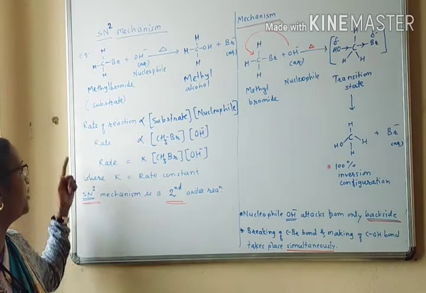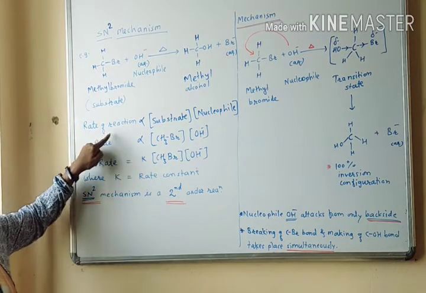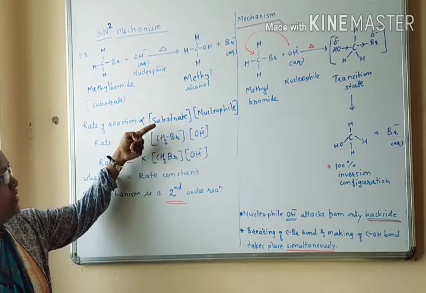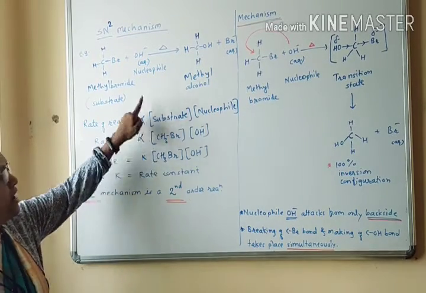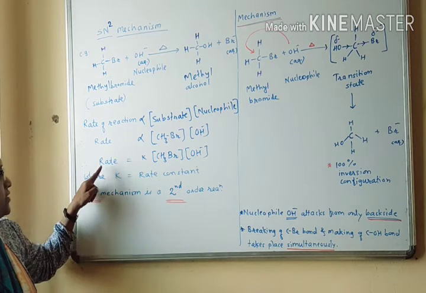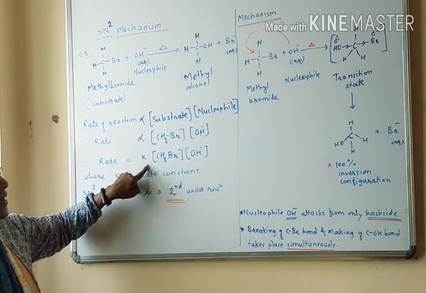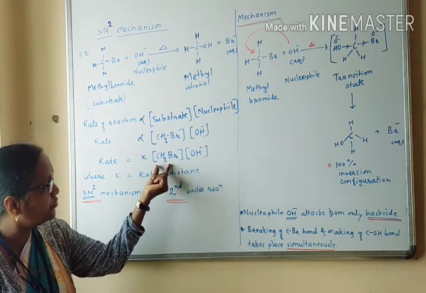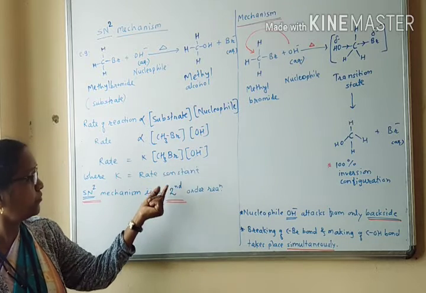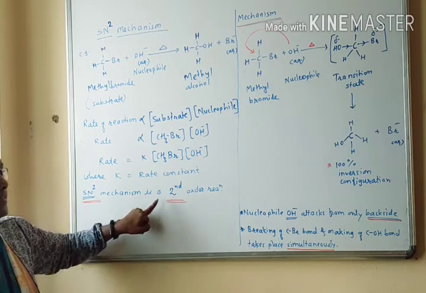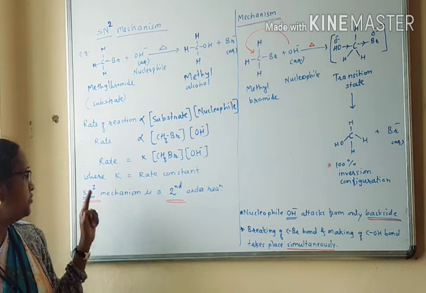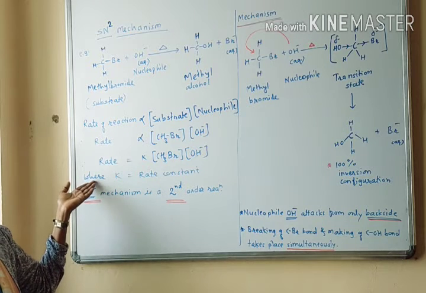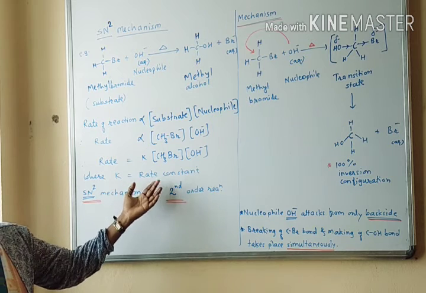Now see the rate of the chemical reaction. The rate of reaction is directly proportional to the concentration of substrate as well as the concentration of nucleophile. The substrate is methyl bromide and the nucleophile is OH minus. Previously we have seen that rate equals K into the concentration of CH3Br and OH minus. The reaction in which the rate depends on both is a second order reaction, so the SN2 mechanism is a second order reaction. Previously we have seen that SN1 is a first order reaction. Last period we have also seen that K is the rate constant of the reaction.